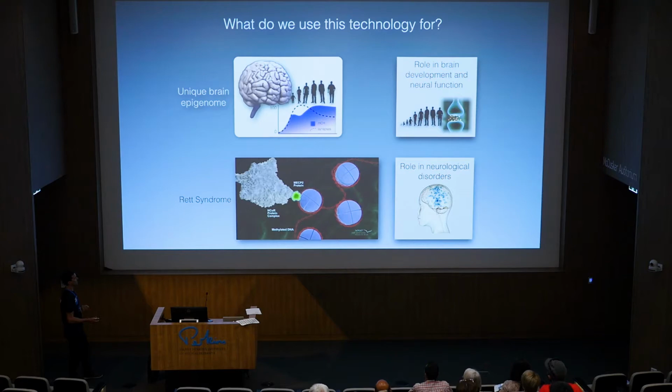What do we use this for then? So we use these methods in a wide variety of different contexts or research questions. Some of these include looking at how these tags change as our brains develop and as our neurons mature. As the brain has a very distinct epigenome, we think these tags may play key roles in allowing a neuron, which may have to survive for decades, to continue to function, but also remain plastic enough to change its interactions with other neurons and encode new memories.